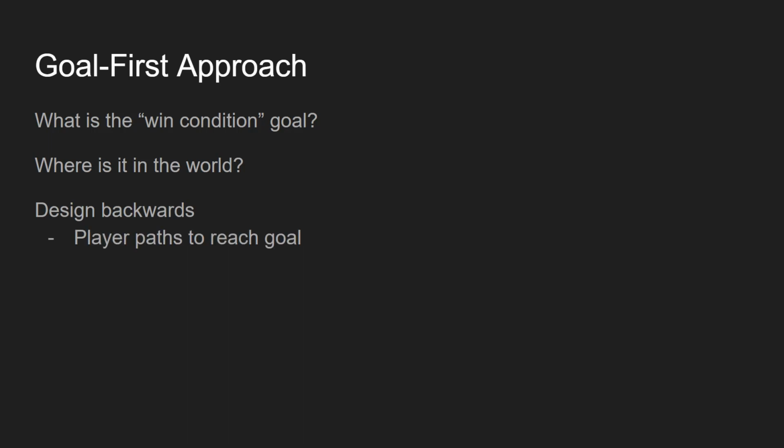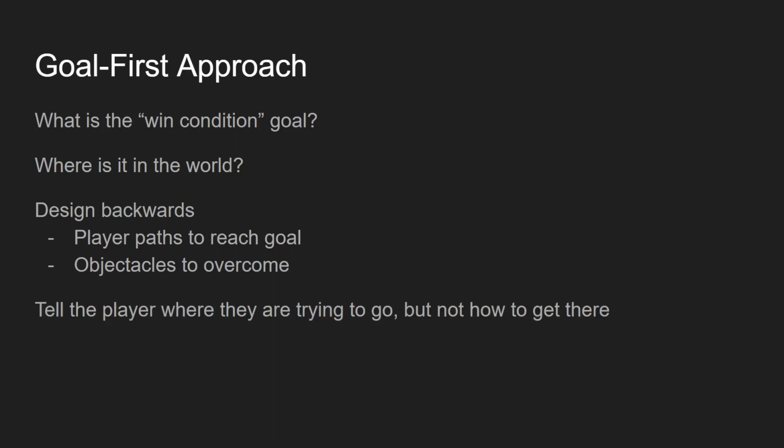Think about the paths that the player would take to reach that goal, and what obstacles they would need to overcome along the way. When designing a level, we want to focus on telling the player where they are trying to go, but not how they get there. Exploration and discovery is part of the joy of playing through a level, and so we don't want to tell the player exactly what to do, we just want them to know what they are trying to do.